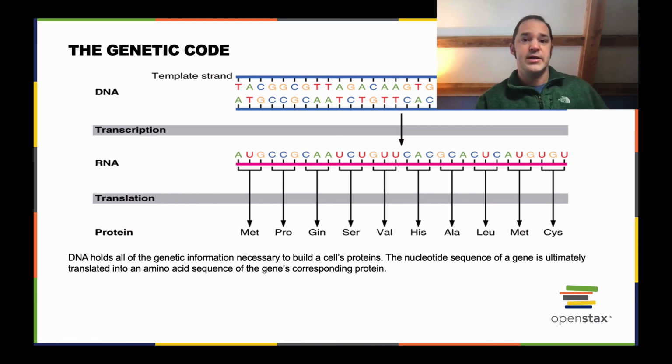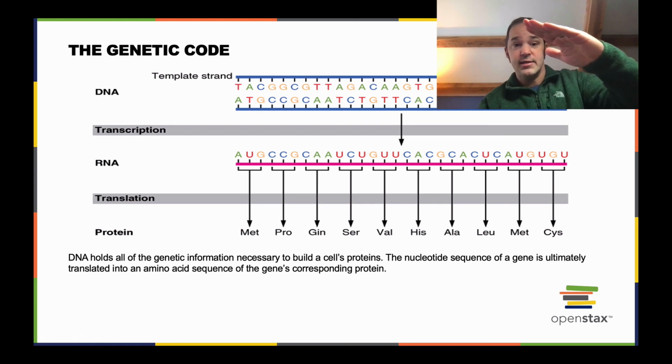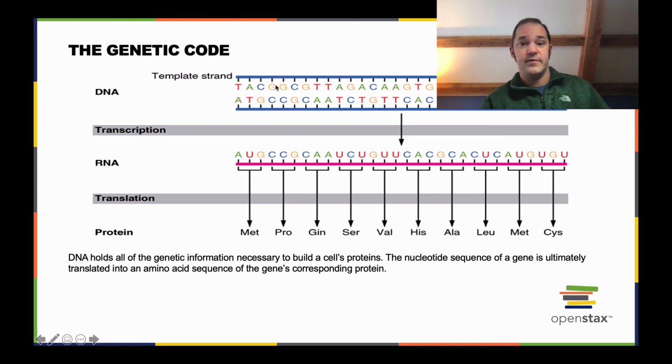So this picture is just showing you how we go from code to code. We've got DNA, and DNA is double-stranded. So we would open up these double strands, and a complementary copy would be made of this template strand right here, a complementary RNA copy. And that's what you get right here. And then RNA is read, and this triplet code codes for different amino acids.